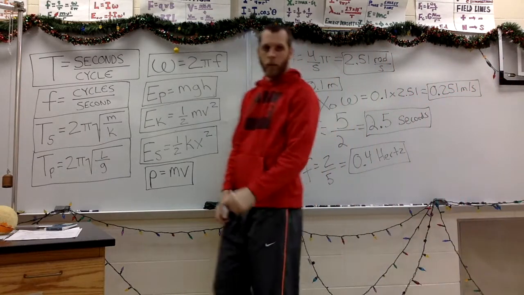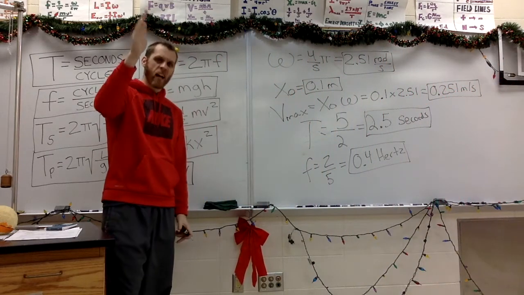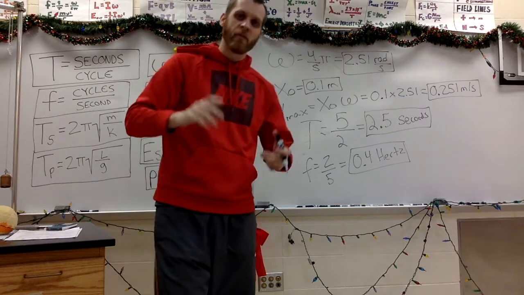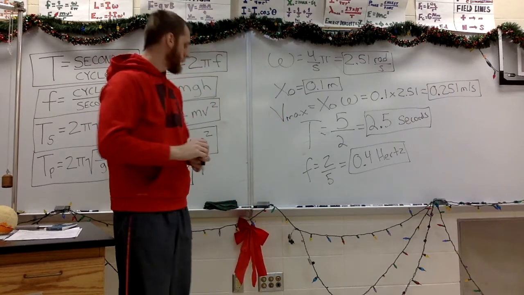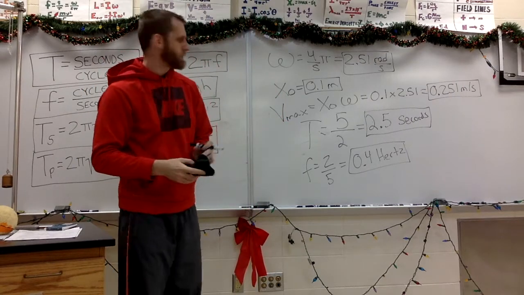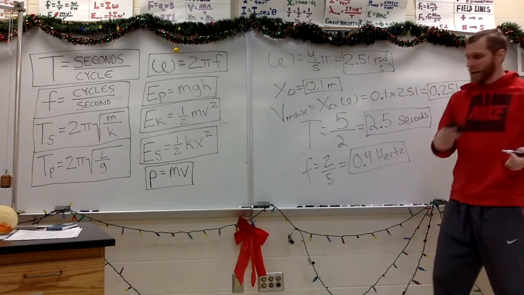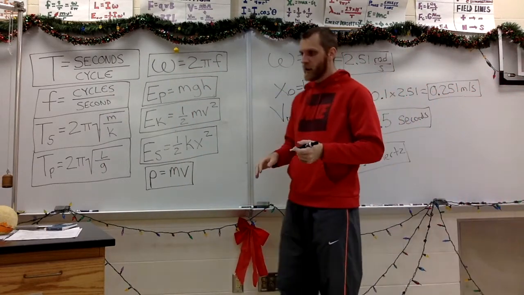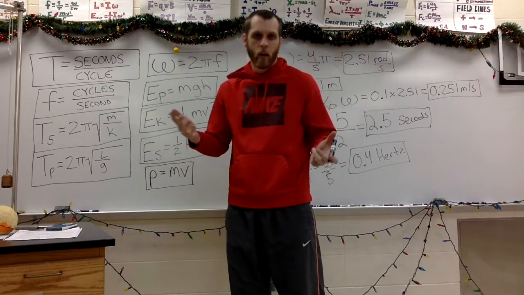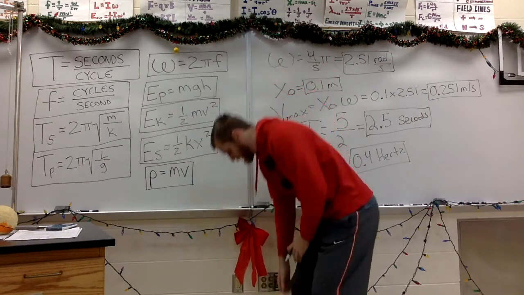0.251 meters per second. So that's the fastest that this object traveled: 0.25 meters per second. That's not too bad. That's pretty slow, actually. Then, going one step further, what about the kinetic energy? What's the maximum kinetic energy that this object goes through?